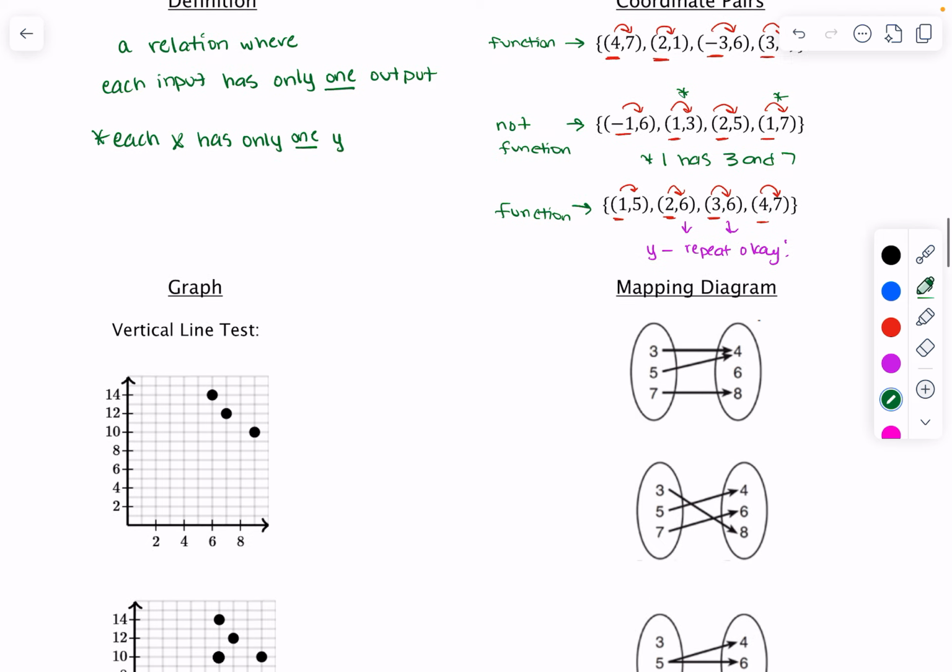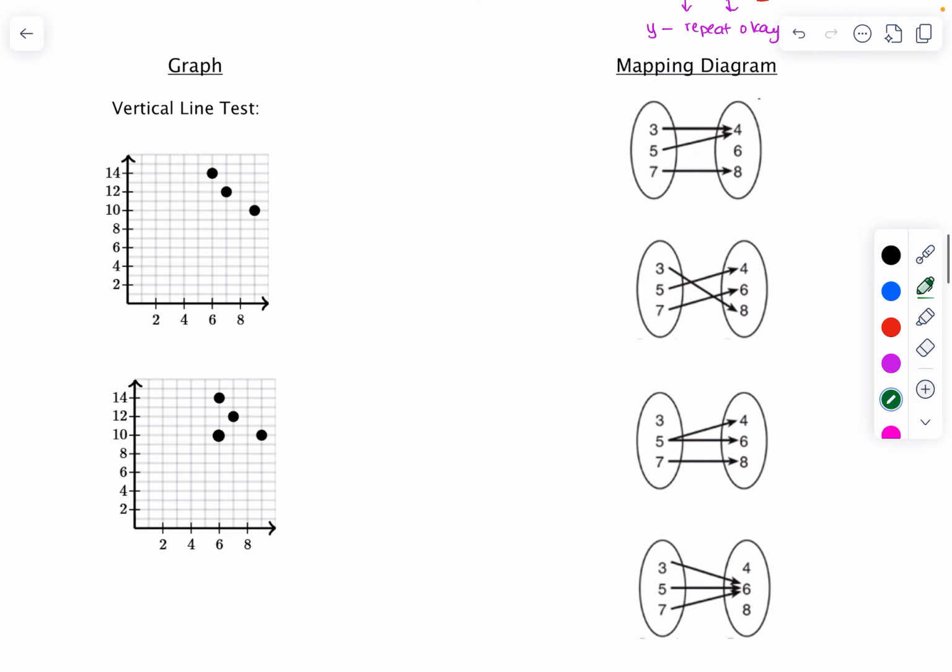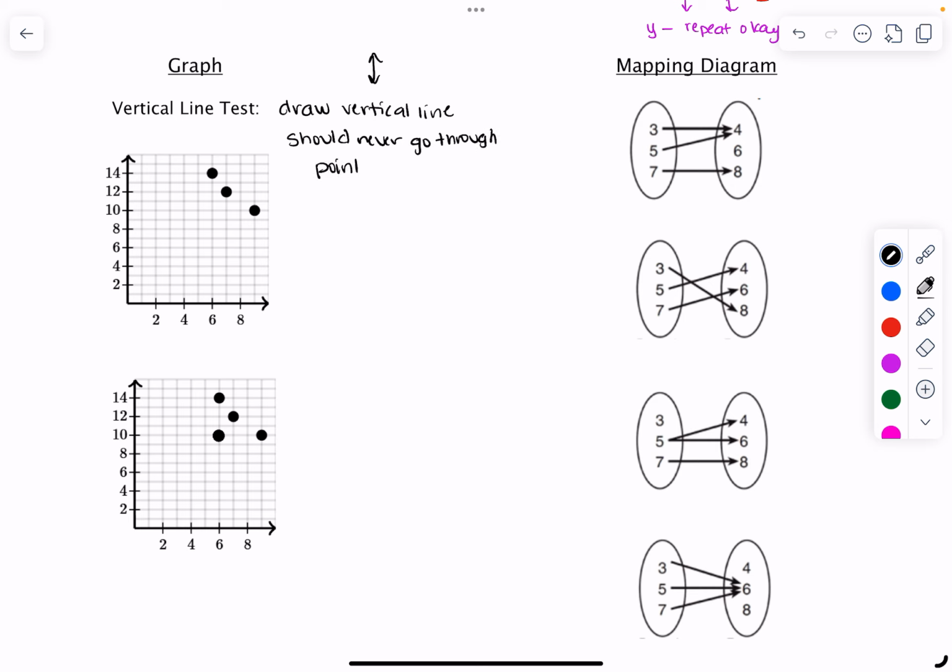What does a function look like in a graph? A function in a graph, we can use something called the vertical line test. The vertical line test is where we can draw a vertical line. Remember, a vertical line goes up and down. Okay, so we draw a vertical line, and it should never go through a point more than once.